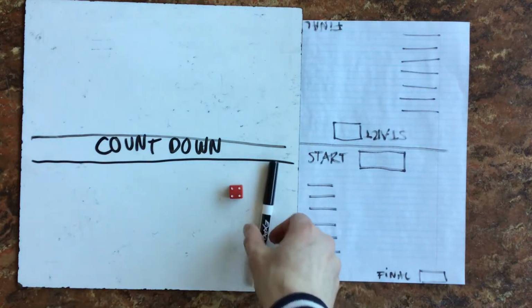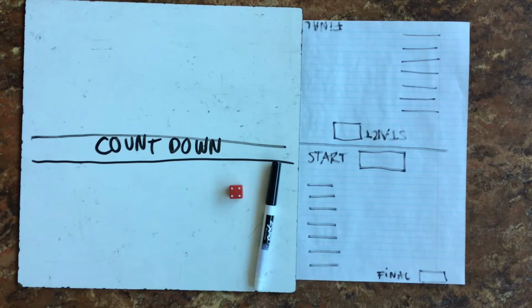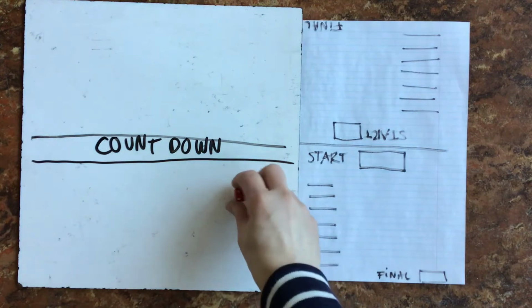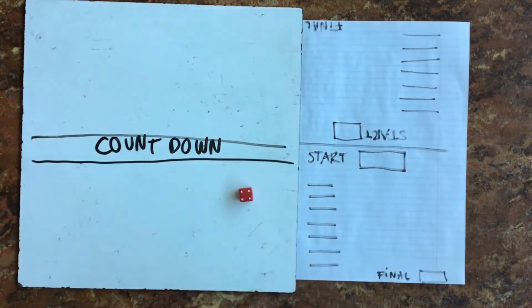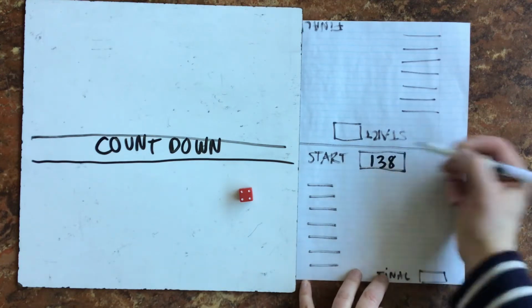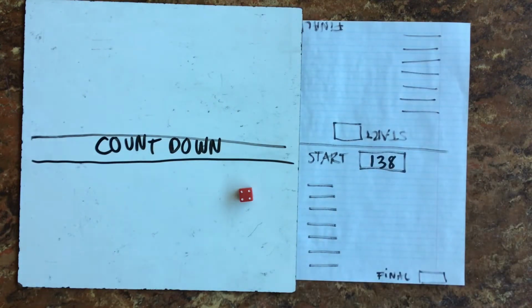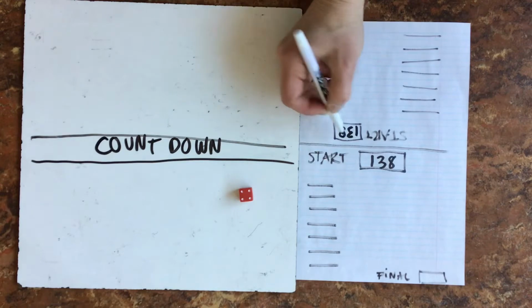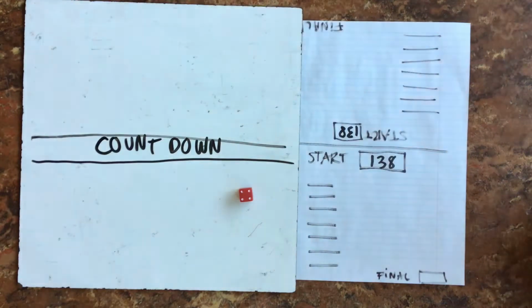To play the game Countdown, you're going to need a whiteboard, a sheet, and a die, and we're going to be trying to start from a given number and get to 0. So let's start with the number 138. There's one player here and one player on the other side playing with this number.